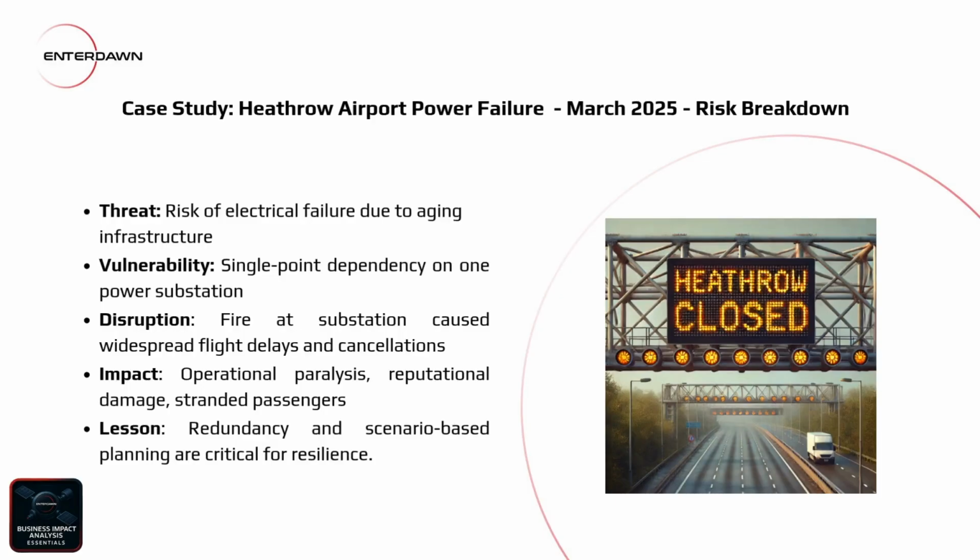In this scenario, the threat was the potential for electrical failures due to aging infrastructure. The vulnerability was the reliance on a single power substation without adequate backups. And the disruption was the actual fire that led to flight cancellations, delays, and a significant impact on travelers and operations.